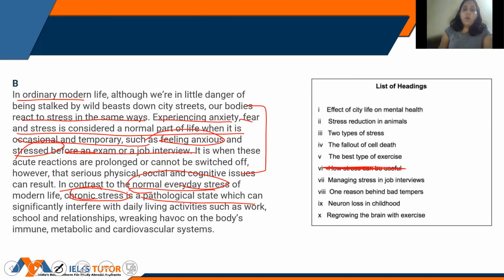Okay. Now, when we look at the paragraph, there are certain words which are matching exactly. One is they are talking about city life. The other word here I found is stress, normal part when occasional, job interview. So there was an option of job and interview.